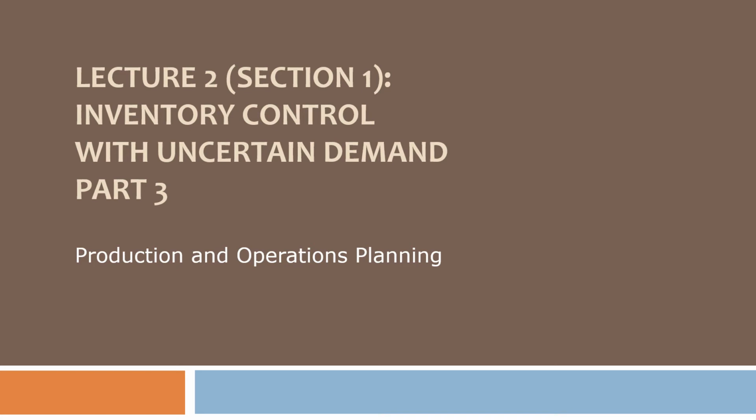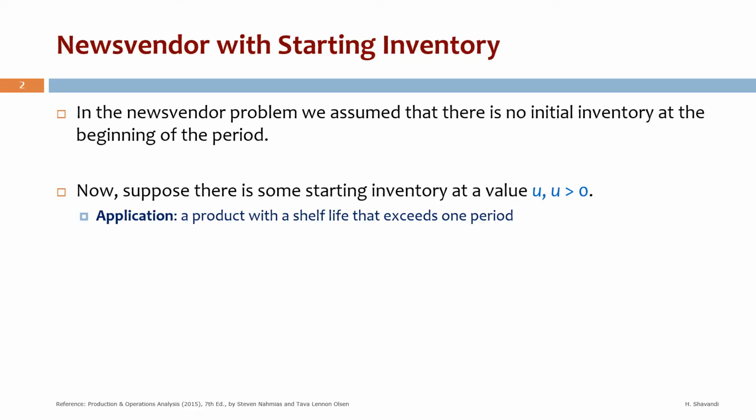Lecture 2, Chapter 5 of our textbook, Inventory Control with Uncertain Demand, and this is the last part of Section 1. In the base model that we had in the previous part, we assume that there is no initial inventory at the beginning of each period. So now let's assume that we do have some inventory in our stock. So we do have an initial inventory at the beginning of the period, and let's show this by U, and here we assume that U is a positive number.